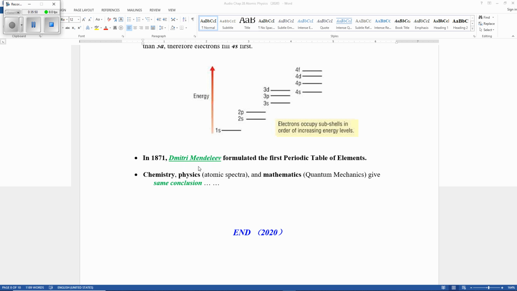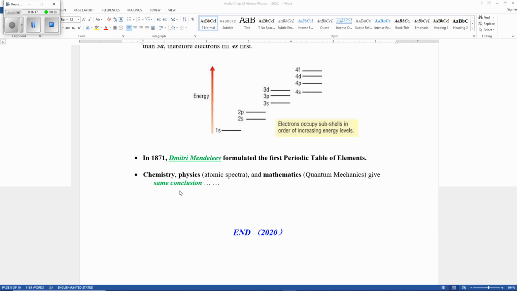All the elements in the first period have one energy shell. All the elements in the second period have two energy shells. We don't have a chance to discuss more detail. Anyway, chemistry, physics, and mathematics give us the same thing.